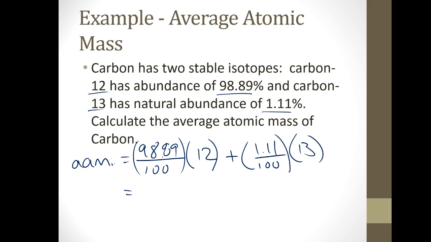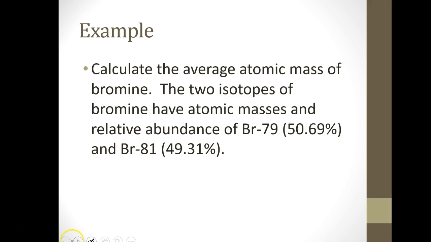1.11 divided by 100 times 13. And your calculator will spit out an answer of 12.0111 AMUs, which is the unit. In terms of sig figs, we're not going to worry about sig figs. It's too complicated. This is an absolute number, this is an absolute number, and then it gets complicated. So we're not going to worry about it. If you want to call it 2 decimal places, we'll call that good.